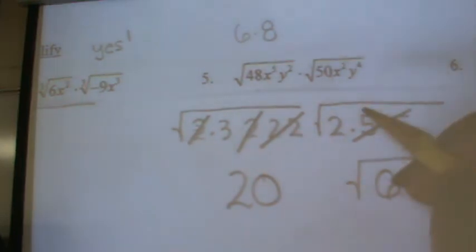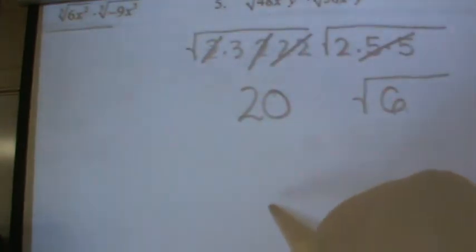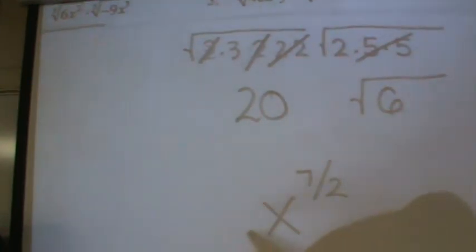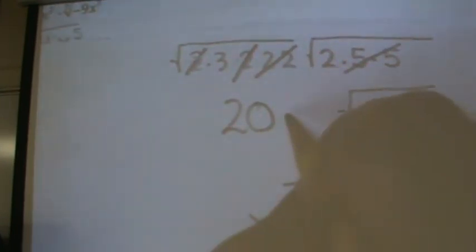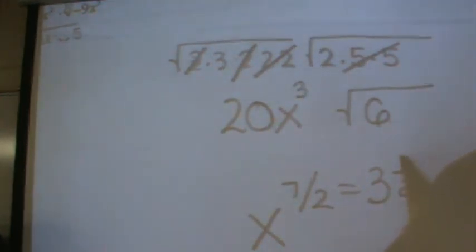All right, now let's go to the x's. How many x's do you have? 7. This is what you have. You have x to the 7 halves power. How do you convert 7 halves to a mixed number? 3 and 1/2. So, how many full x's come out? 3. How many stay? 1.